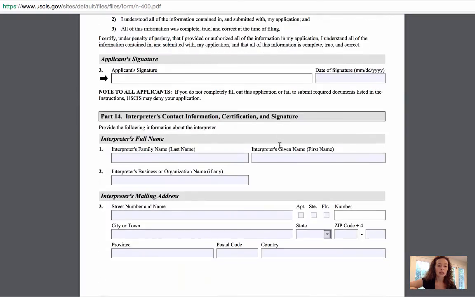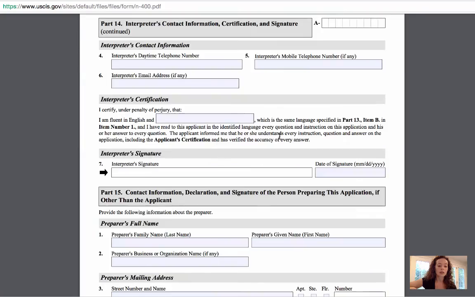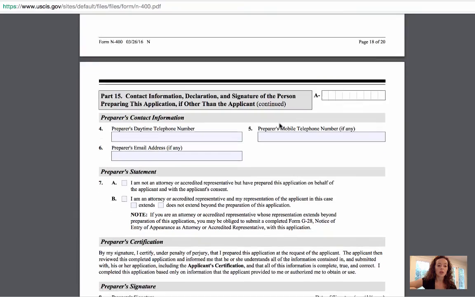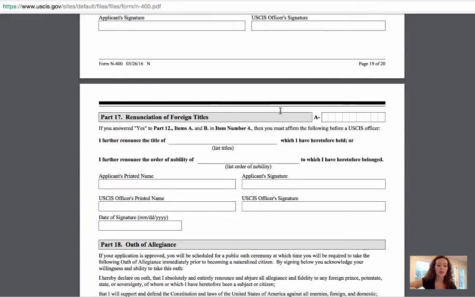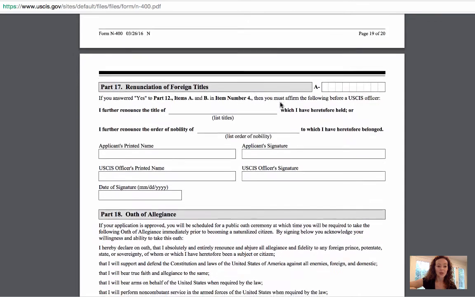Okay, let's go back to that part. Where are we? Part 15. We're almost done. Here we are, Part 17. Okay, this is important because in Part 17, you must affirm you are ready to do so. If you have a hereditary title or order of nobility, the law requires you to renounce this title as part of your oath ceremony in order to become a U.S. citizen. Okay? There we go.